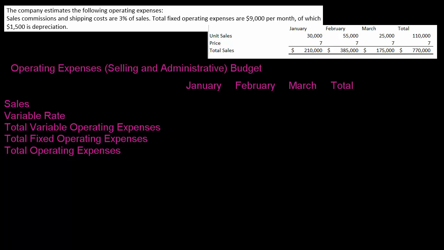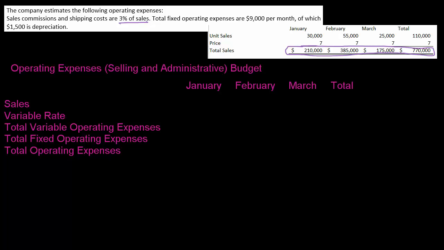Now, your variable expenses are typically based off of sales. So if you look at the problem, it says sales commissions and shipping costs are 3% of sales. That's not sales in units, that's going to be sales in dollars. So you're going to have to look back at your sales budget, which is what I have here, and pick out your total sales off your sales budget. This was what we calculated on the sales budget way back when we did the first budget.